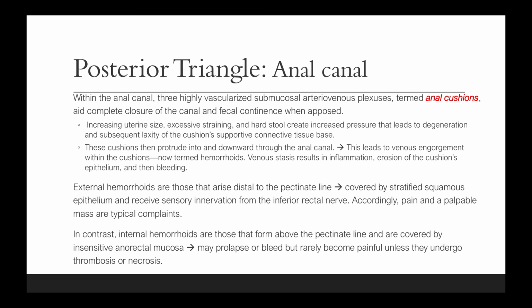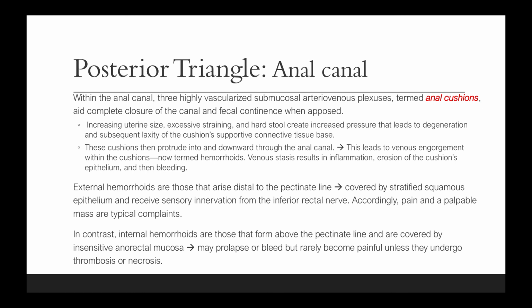So we have increasing uterine size, excessive straining, and hard stool that create increased pressure that leads to degeneration and subsequent laxity of the cushion's supportive connective tissue base. These cushions then protrude into and downward through the anal canal, and this leads to venous engorgement within the cushions, which we now term hemorrhoids. Now, venous stasis results in inflammation, erosion of the cushion's epithelium, and then bleeding.